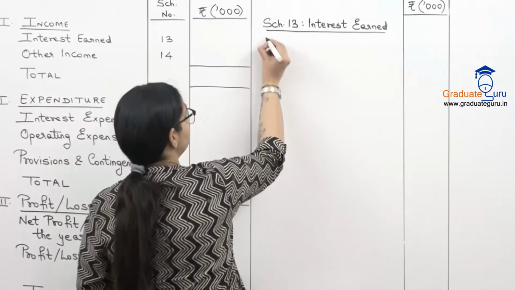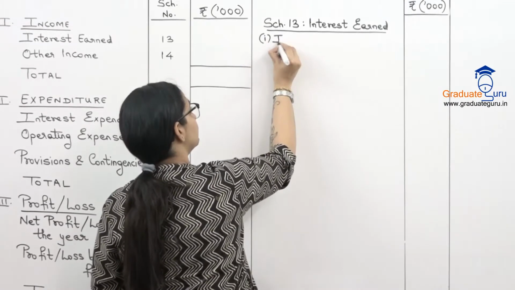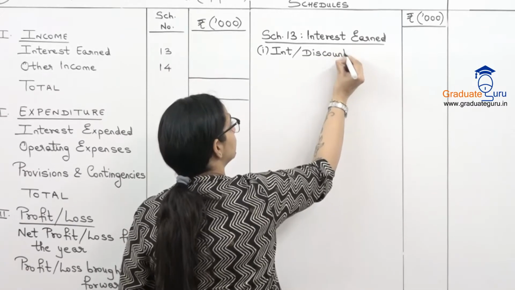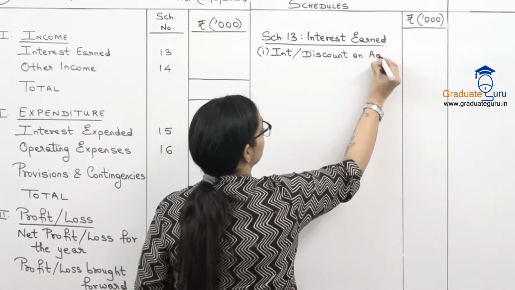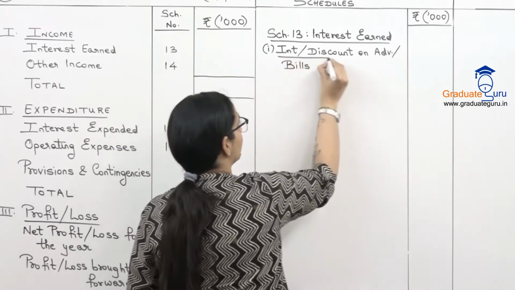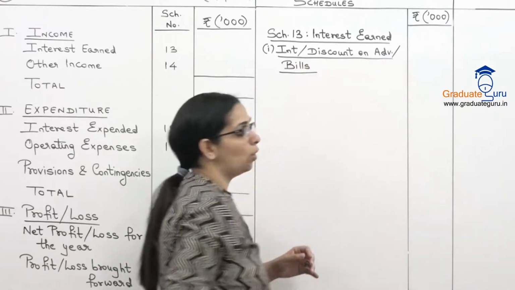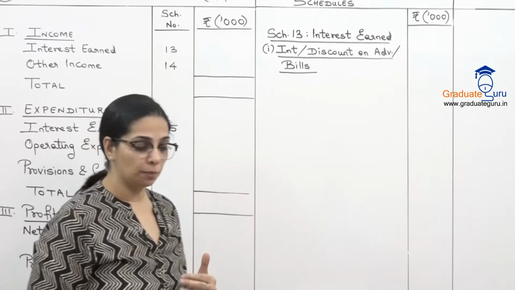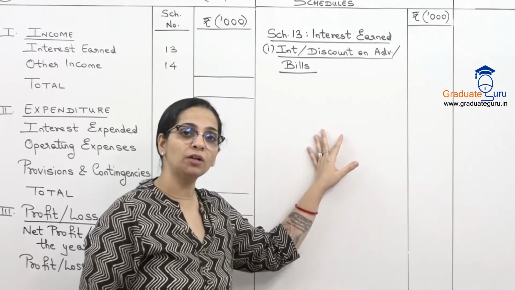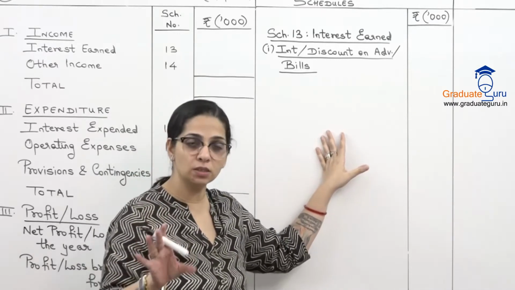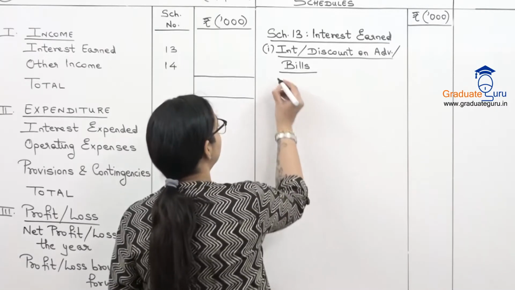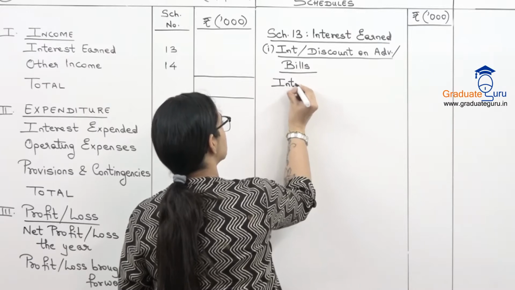So first, under this, interest or discount on advances or bills. Now under that we have our breakup. So we have already marked our schedule numbers. So this will help us to prepare one schedule at a time. I already have the list. कौन से schedule में क्या जाने वाला है. So schedule 13 में first we have interest on term loans.